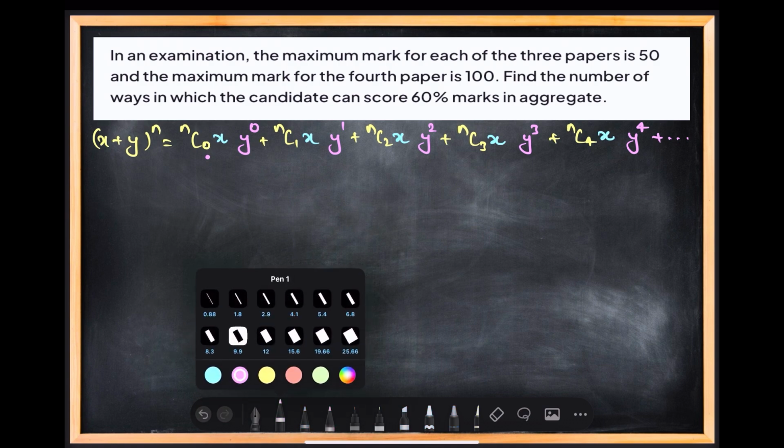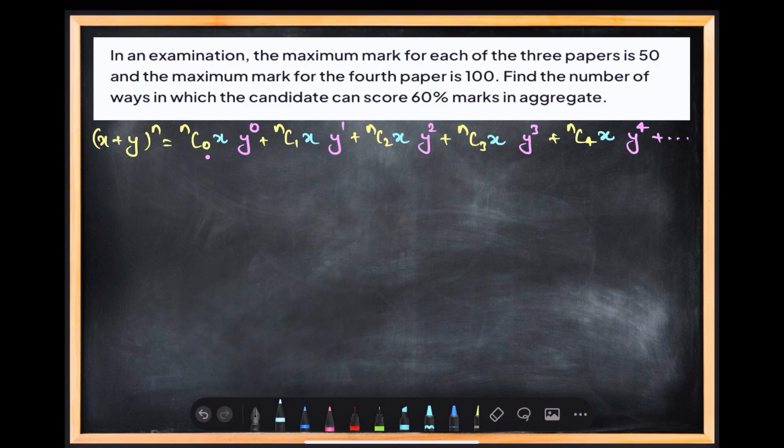Now focus on x. First, understand that the sum of powers of the variables should be n. So y is taking 0, so x will take n. y is taking 1, so x will take n minus 1. y is taking 2, so x will take n minus 2, n minus 3, n minus 4.